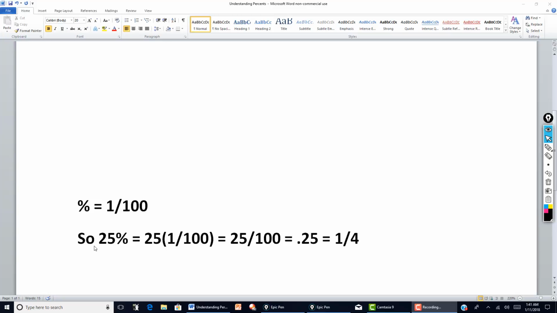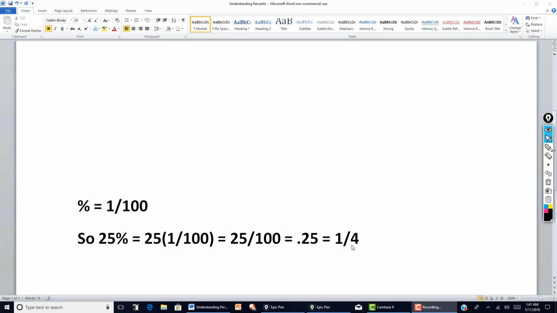So when you have, for example, 25%, that's the same thing. If I replace that percent symbol by 1 over 100, that's the same thing as 25 times 1 over 100, which is 25 divided by 100 if you want, which is 0.25 or 1/4. Okay. So whenever you're working a problem that deals with percents, you always want to convert your percent either to a decimal or a decimal fraction.